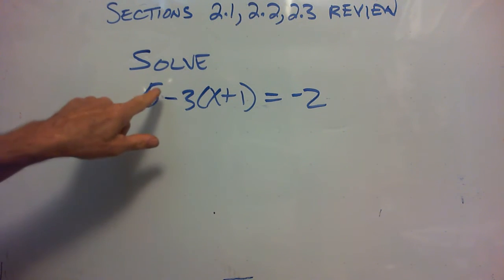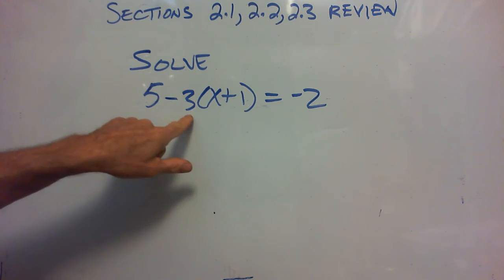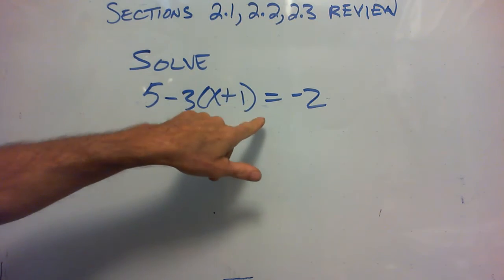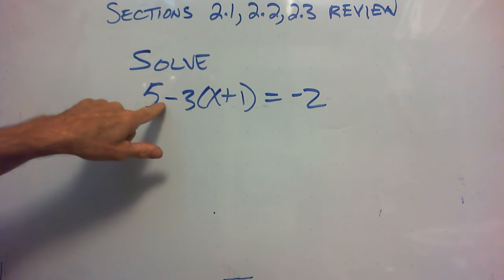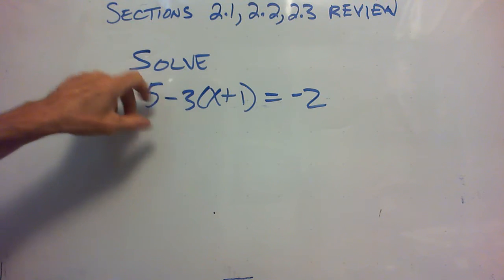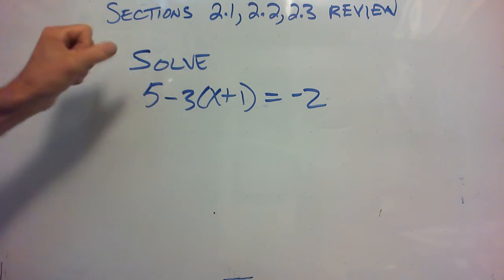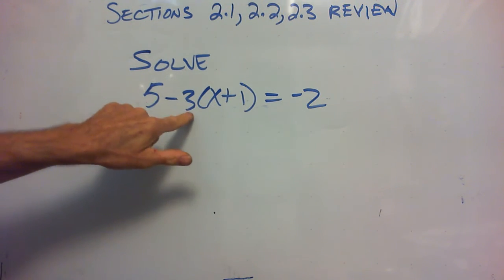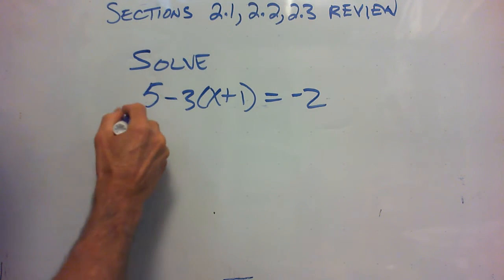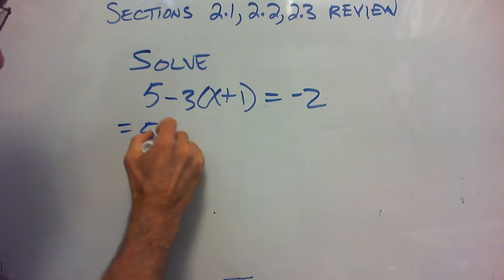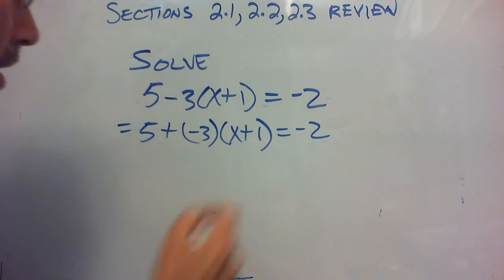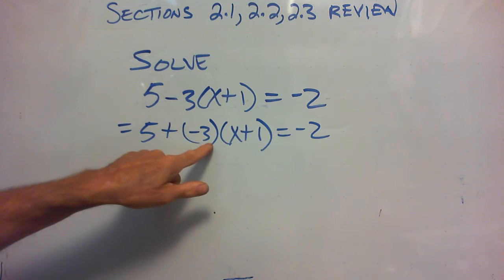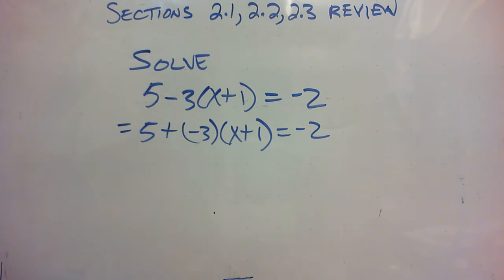Okay, in our next equation, we have 5 minus 3 times the quantity x plus 1 equals -2. Now, keep in mind, we're not multiplying 5 minus 3, the quantity, times x plus 1. Only the -3 is multiplied by x plus 1. And what you can think of this as is 5 plus a -3 times x plus 1. So you distribute out the -3, combine like terms, and then solve this.